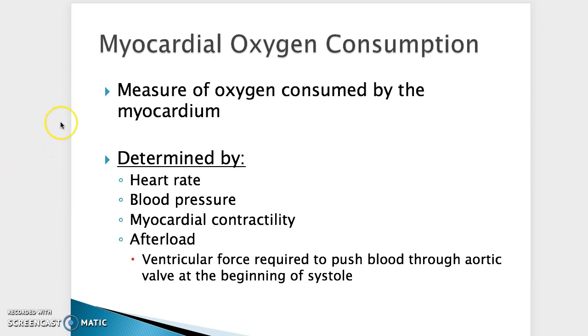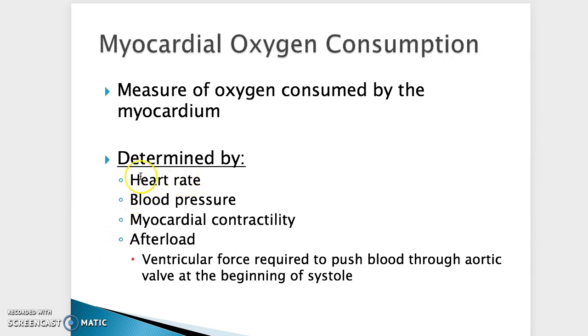All right, myocardial oxygen consumption, as opposed to max oxygen consumption. Myocardial oxygen consumption refers to the measure of oxygen consumed by the muscles of the heart, or the myocardium. This is determined by heart rate, blood pressure, myocardial contractility, and afterload. Afterload is the ventricular force required to push blood through the aortic valve at the beginning of systole.